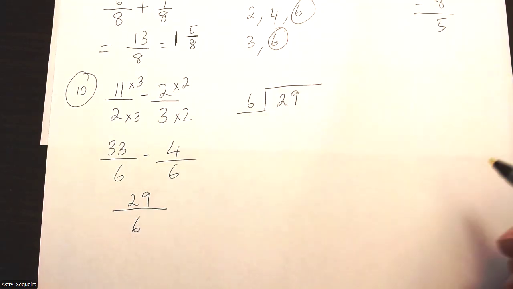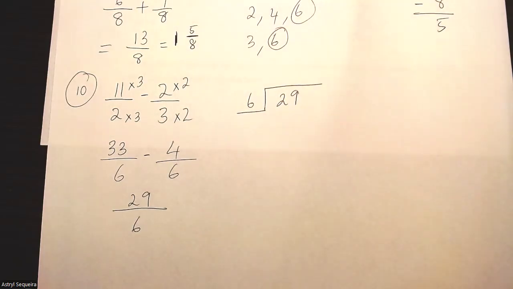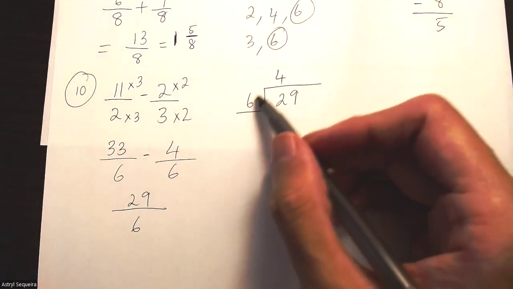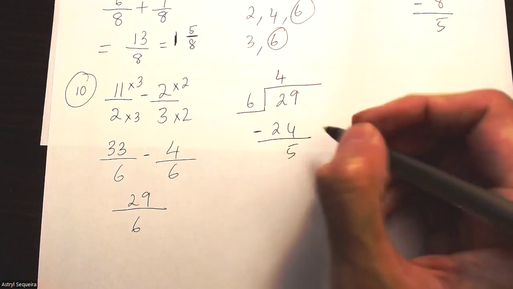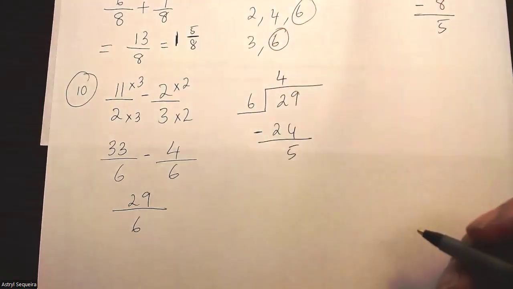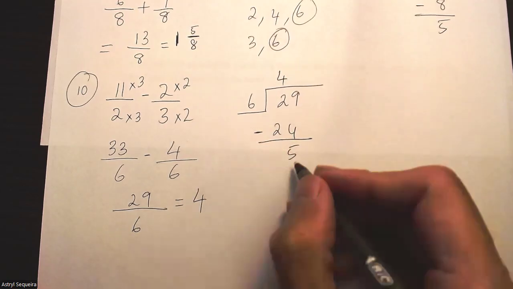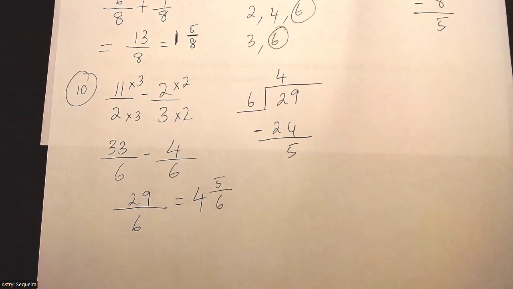29 goes inside, 6 goes outside. 6 goes 4 times into 29 because 6, 12, 18, 24, and then 30 is too large. 4 times into 29. 6 times 4 is 24. I subtract this and I'm left with 5. 6 does not go into 5. So my final answer here, write the number on the top, write the number on the bottom, write the number on the side, the denominator.